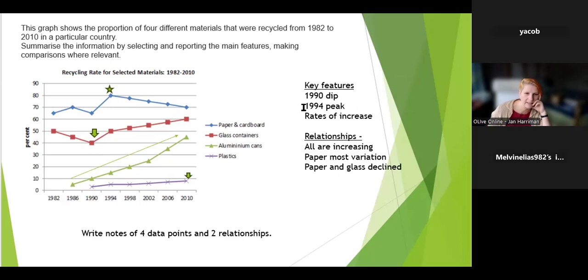What happened in 1990? A peak for paper and cardboard. Look at the rates of increase. Slow and gradual increase of recycling of plastics. A strong continuous increase in aluminium. All right. So there you have it.